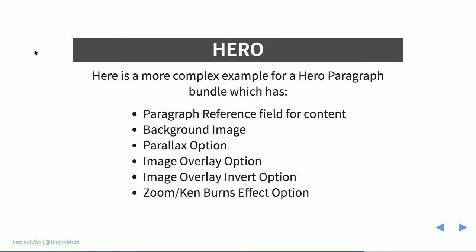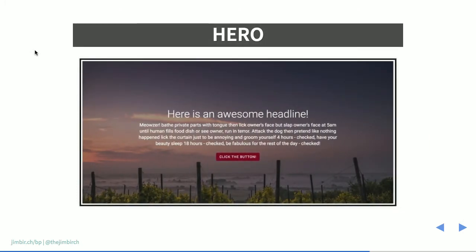So in addition to, let's see here, what did we do? So we have the paragraph reference field. So inside of the hero, you can do any other paragraph type. We added a background image. Since then, we have a branch we're actually working on, a background video also. It doesn't work with the parallax yet, so it's not quite ready for prime time. But it has 4 option fields: parallax option, image overlay option, image overlay invert, and then the zoom Ken Burns effect. So here's what it looks like all together.